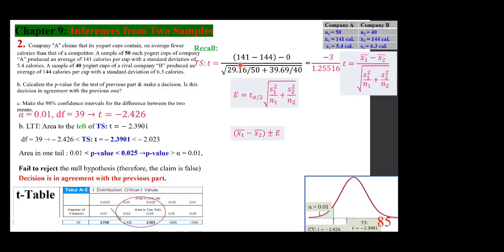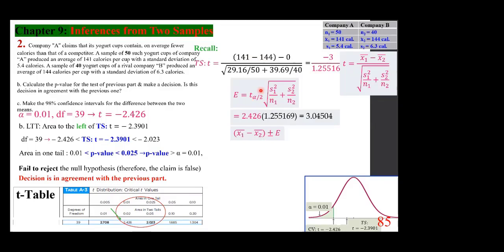So I am using the formula x1 bar minus x2 bar plus minus e being this number. And also I'm writing test statistic here on purpose because every calculation that was done in the previous page is supposed to help us. We want x1 bar minus x2 bar, that is the numerator. We want e, which is t alpha over 2 times this. This part is the denominator of test statistic.